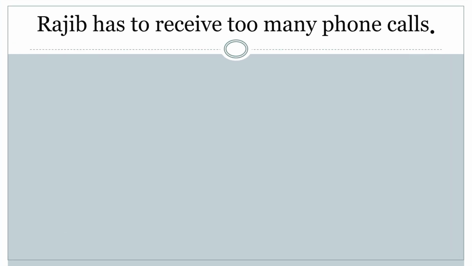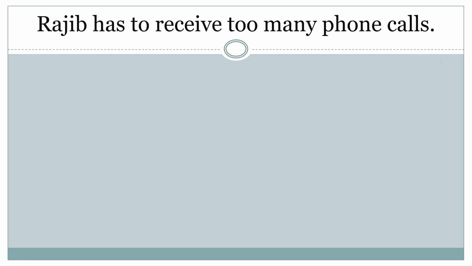Let's look at another example. Rajib has to receive too many phone calls. In this sentence, many acts as an adjective describing the phone calls. Similarly, we can describe objects, as in the sentence, the gift was very surprising. Here, surprising is the adjective.